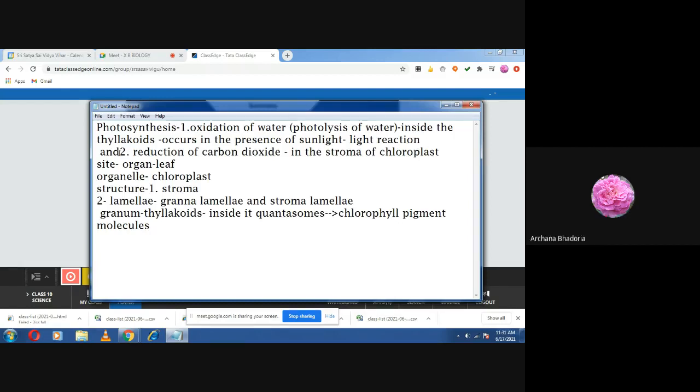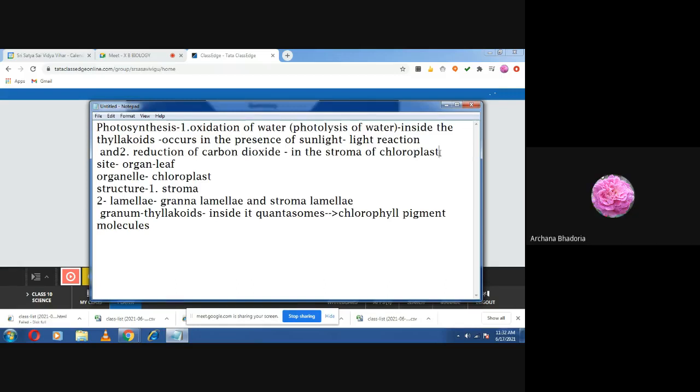Both these processes will occur, and then only you will get C6H12O6. Reduction of the carbon dioxide, children, does not require sunlight. But this reduction requires enzymes. Many enzymes are needed at each step, and where are all those enzymes present? In the stroma. So this reduction will occur in the stroma.